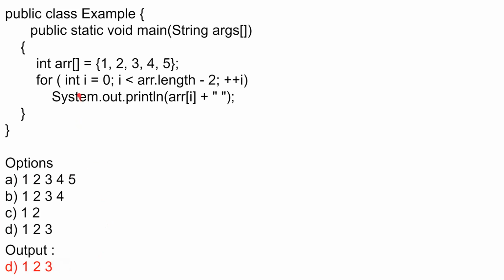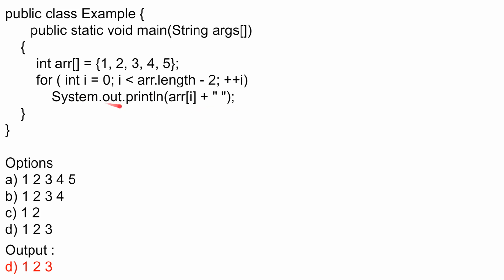Why is it? Because if you look at the for loop carefully, it is starting with the 0th index and it is going to travel till array.length minus 2. So array.length will give you 5 because we have 5 elements in our array, and then minus 2, that means 5 minus 2 will become 3. So your loop is going to check whether i is less than 3, and then it is going to execute this System.out.println statement.